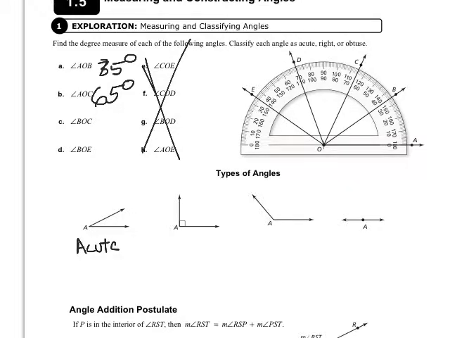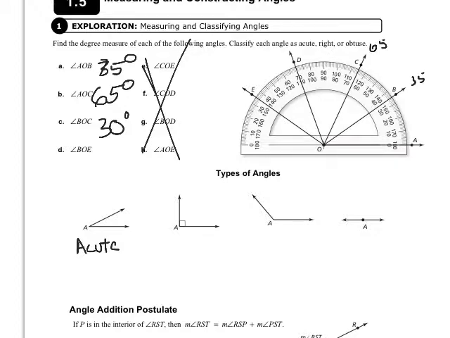BOC, so now we're starting at B. So I'm going to have to do a little bit of subtraction, right? This one right here is at the 65 mark. This one right here is at the 35 mark. So 65 minus 35 is going to leave me with a 30-degree angle. Again, a cute little angle. Haha. All right, and then BOE.